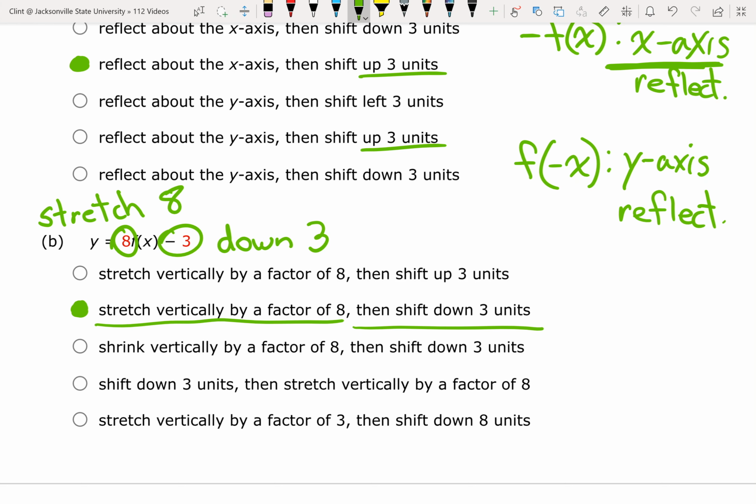Remember, if the number we multiply by is smaller than 1, like if this was 1/8, that would be a shrink. But since the number we multiplied by is bigger than 1, it's a stretch.